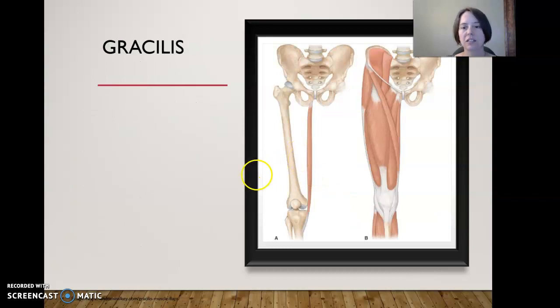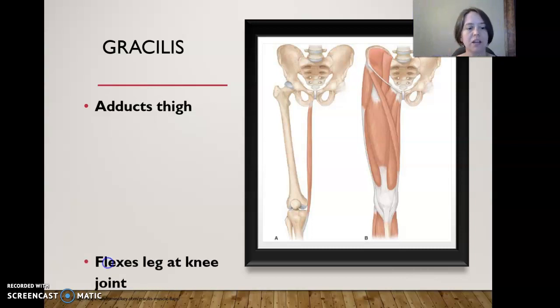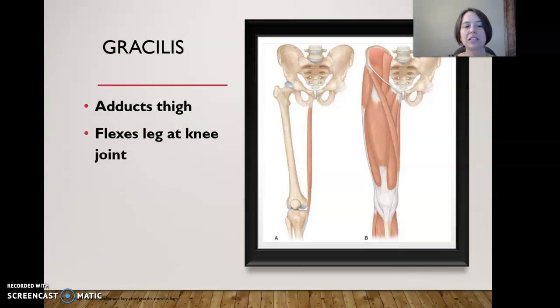Another one of the adductors is the gracilis. The gracilis is one of the other adductors, and you can see it is the most medial one, and it is very long and slender. So you can see it here, just right there, and then the adductor magnus would be back behind that. So it is another adductor, so it brings the thighs together, and it also helps flex the leg at the knee joint. So you can see that it passes the knee joint and attaches to the tibia.